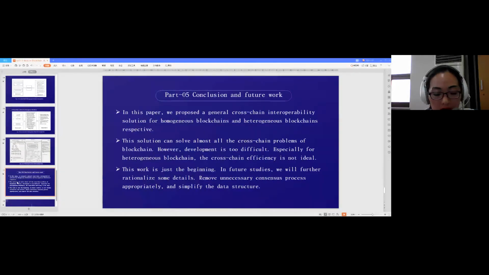However, development is too difficult, especially for heterogeneous blockchains. The cross-chain efficiency is not ideal. This work is just a beginning. In future studies, we will further rationalize some details and remove unnecessary consensus processes appropriately, and also simplify the data structure and release some data stored on the relay chain.